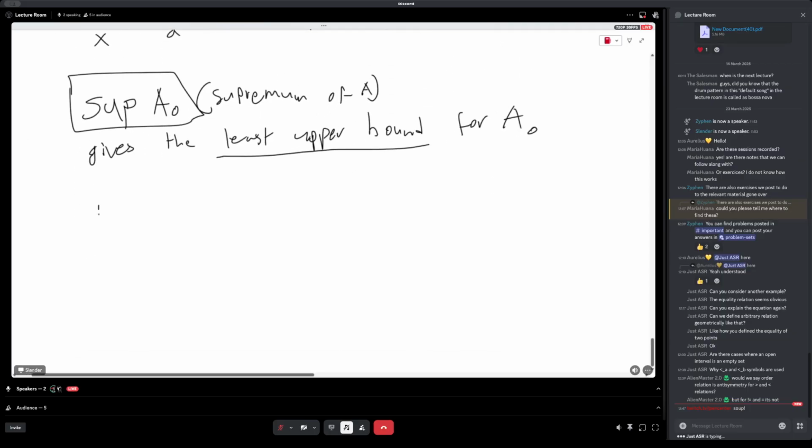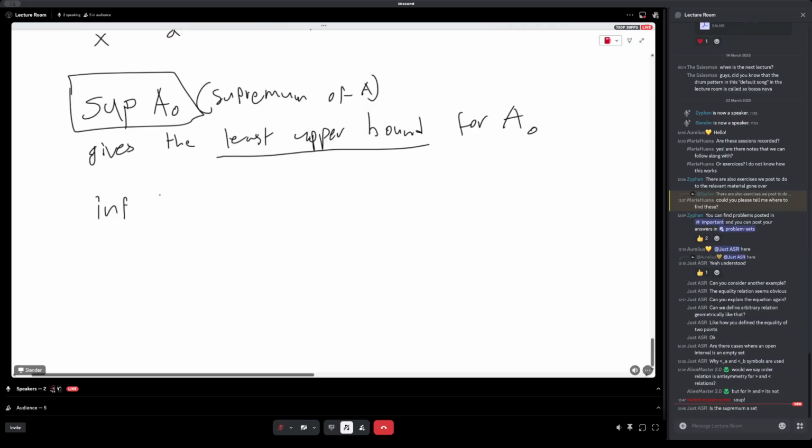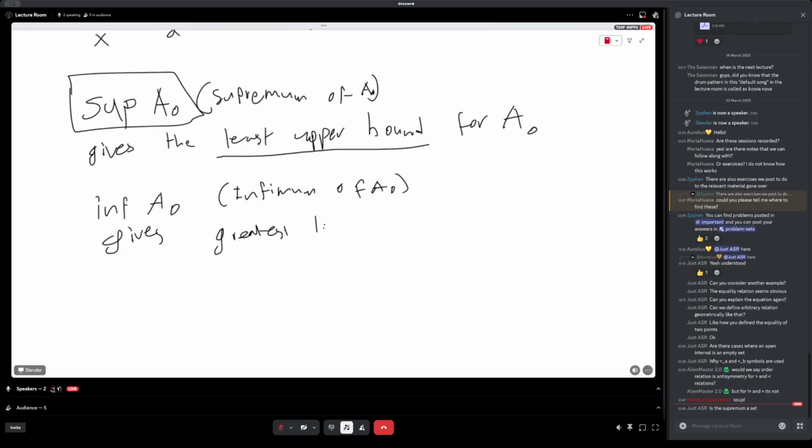And then we also have the infimum. So this means the infimum of A0. This gives us the greatest lower bound. Basically, if you take all the lower bounds, the largest lower bound will give you the infimum for A0.